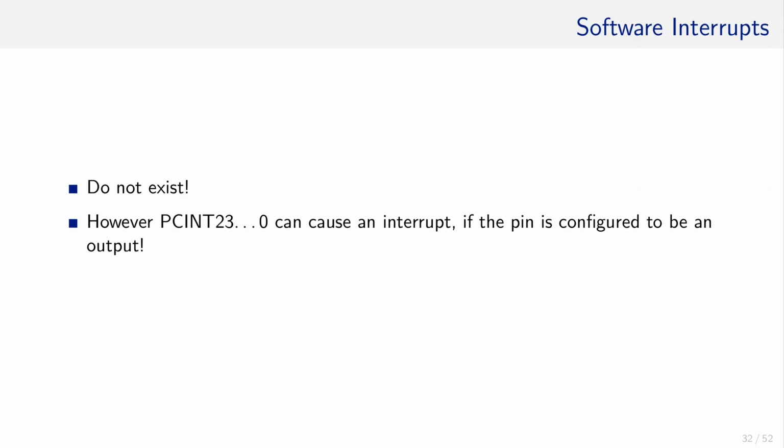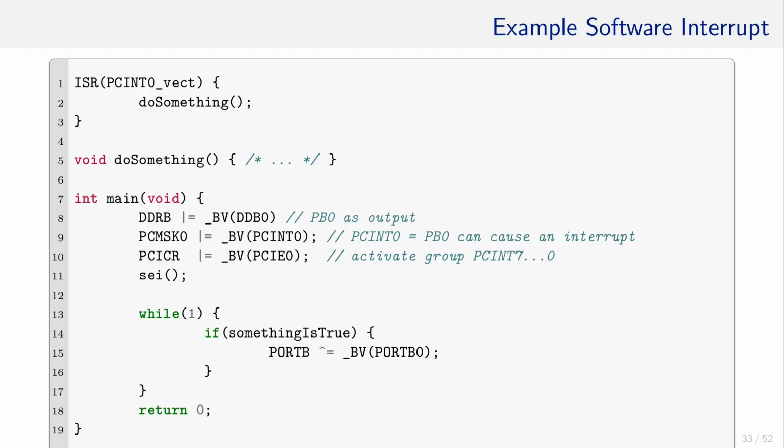Interestingly, there are no software interrupts available in the ATmega. However, there is a little trick to get those software interrupts anyway, if they are needed. And that is when the pin is configured as an output and to cause an interrupt when a pin change occurs. Here in line 15, you can see that we toggle that pin, which will cause that the ISR is executed. If that is useful is another question.